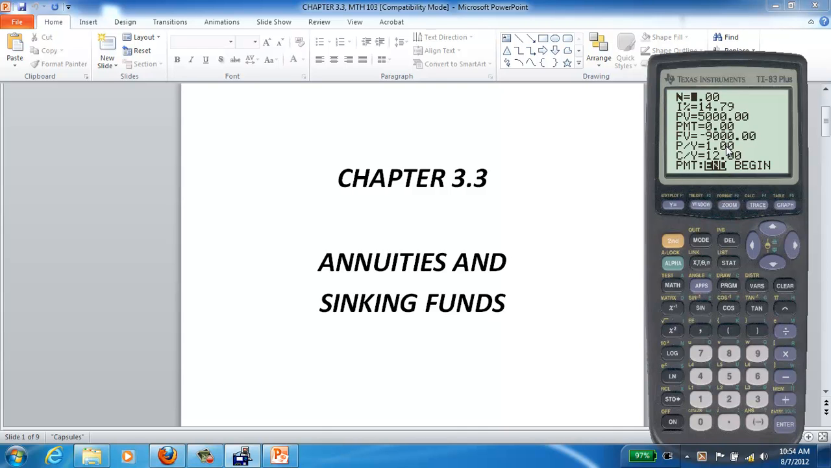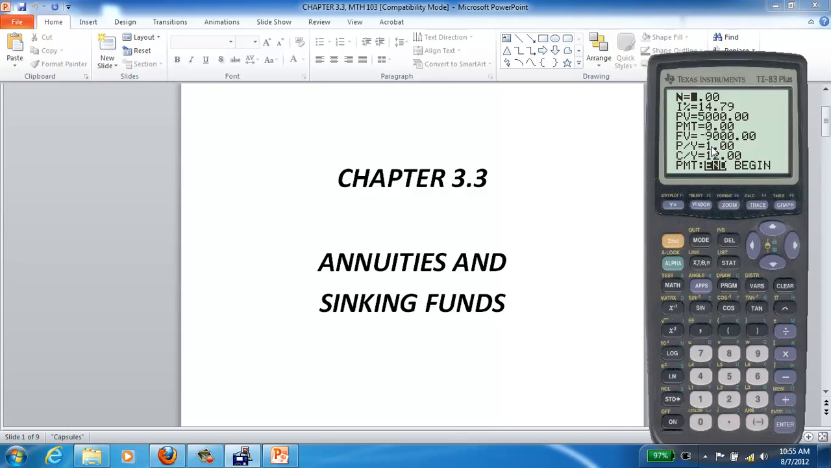Now in chapter 3.3 we're going to have a payment, for example $100, $200 and so on. The present value will be 0 and we have to look for the future value. Because we have a payment, the p/y will be a number. If you make payments semi-annually, it will be 2. If you make payments quarterly, it will be 4. Monthly, which is the most common, will be 12. p/y and c/y will be the same.